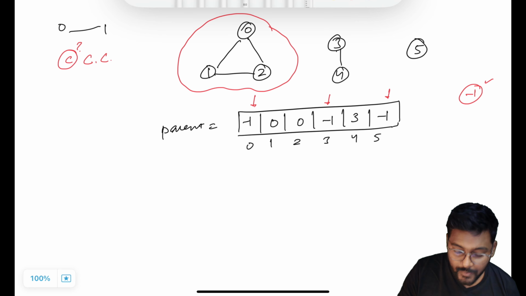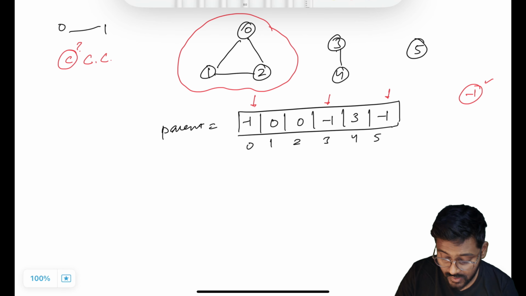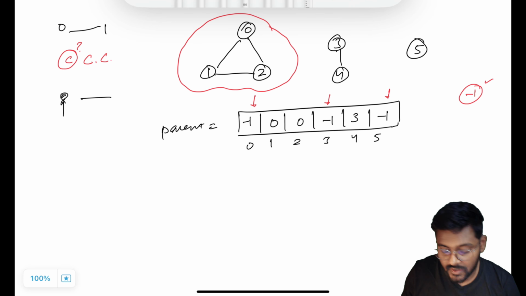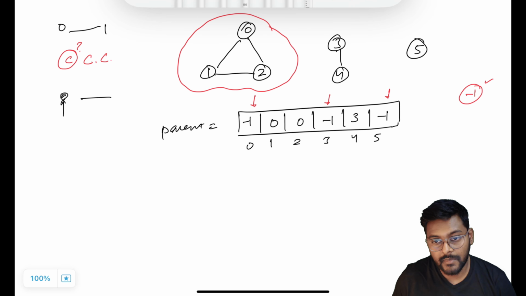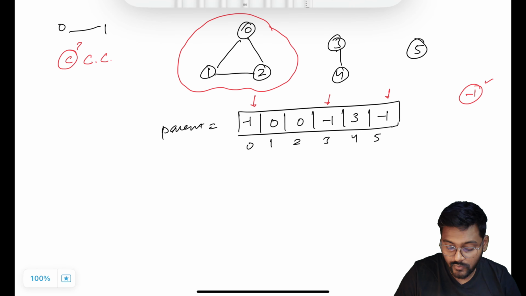It means how many edges we should have in that connected component. How many edges? Every vertex should be connected to every other vertex. If I just pick one vertex, what are the different possibilities we are left with? N minus 1.